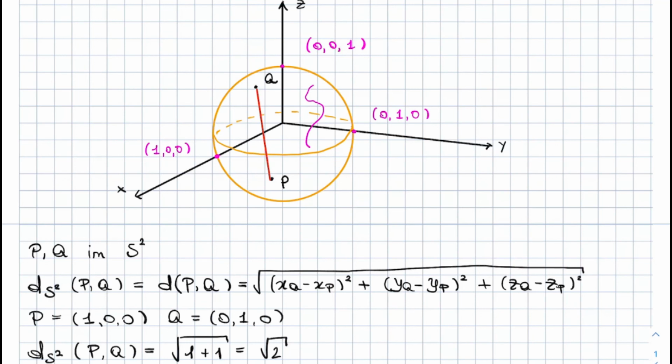This is one of the 2 examples of distances we will see on the sphere, and the next example will come in the next video, where we define the distance on the sphere which comes from measuring arc length.